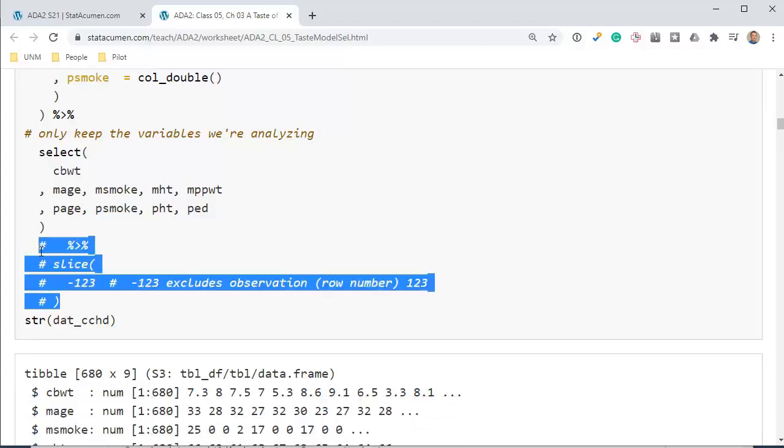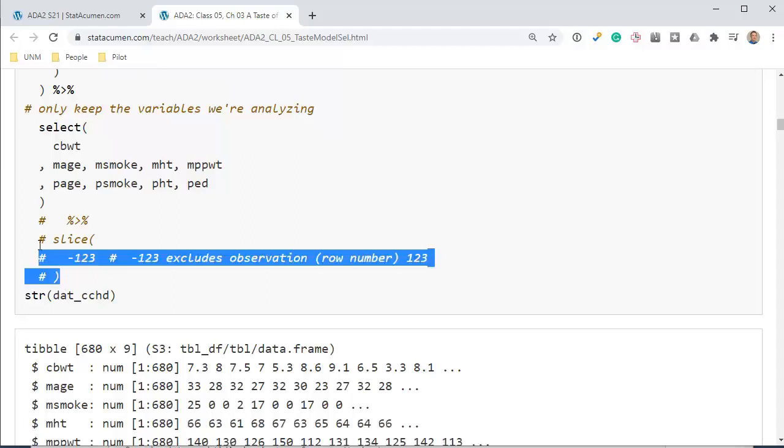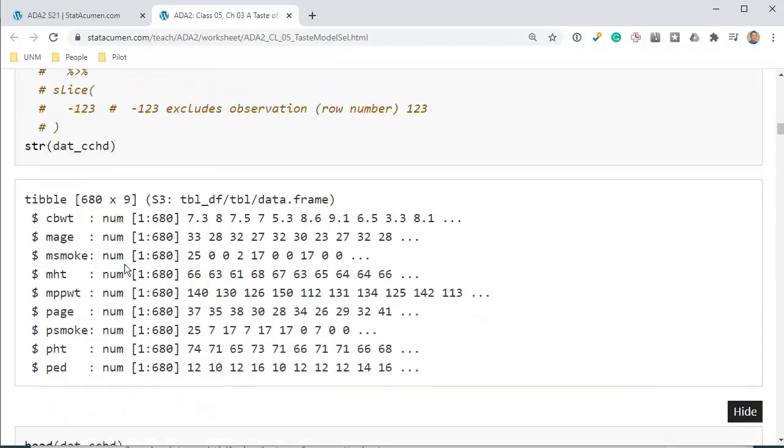This piece of code here that's commented out can be used later on to exclude certain observation numbers. Slice is a way of taking a slice, selecting certain rows from a data set, and the minus sign means that we're going to exclude that row. Okay, so this isn't in play yet. We're just showing you an example for later on. All right, so we've got our subset of data. We've got 680 observations. We have these 9 columns. There they are, and we're ready to go.